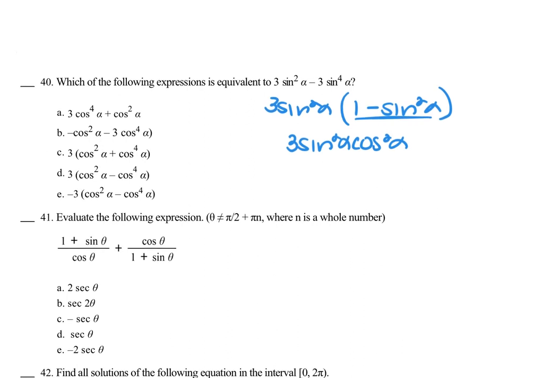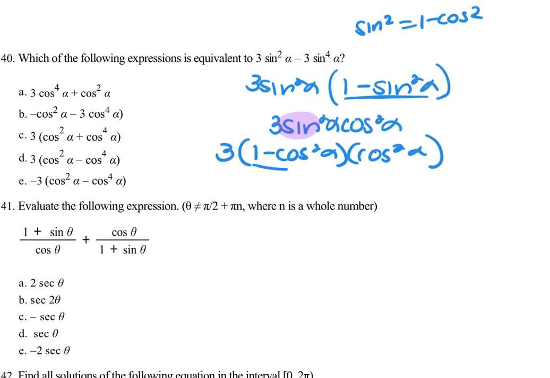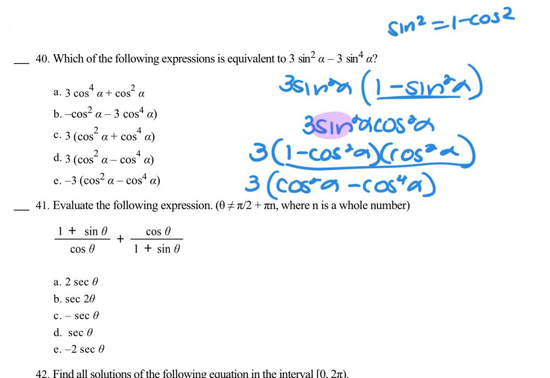Oh, they rewrote it. So then they replace, like if you look at all your answers, they all just have cosine, which means I have to replace sine. So 3 sine squared would equal 3 times 1 minus cosine squared. And then this gets distributed. So 3 cosine squared minus 3 cosine to the 4th. Which is this one.